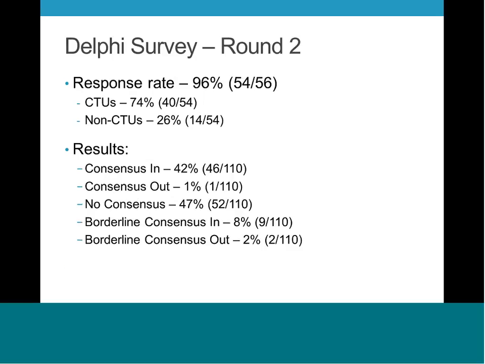For round 2 of the Delphi survey, we achieved a response rate of 96%, which was brilliant. This included 74% of them being CTUs and 26% being non-CTUs. The results for round 2 were as follows: consensus in on 42%, borderline consensus on 1%, no consensus on 47%. I will explain in the next slide what I meant by borderline consensus in and borderline consensus out.